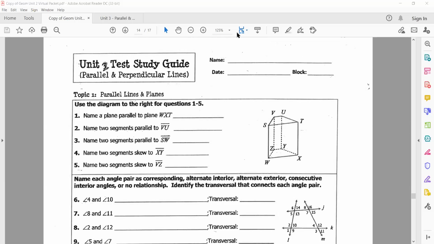So if you're asked about skew lines, maybe the question will say, which of the following are skewed to some segment? That's what you're looking for, is lines that are not in the same plane. They don't intersect. They're going completely different directions. Does anybody have questions about that? Segments, planes being parallel or skew segments?